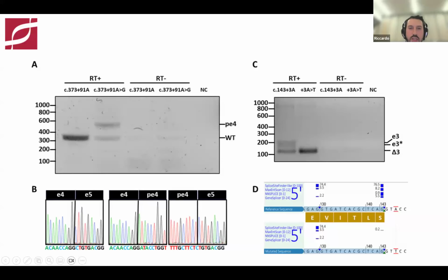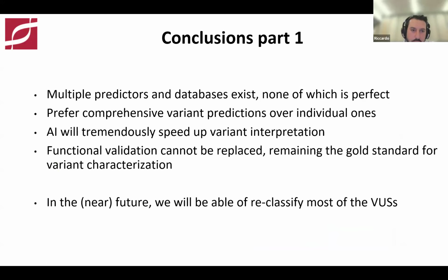I don't think there's time to continue with the second part. The second part is about the way I'm currently working, not testing these variants one by one, but testing them in a high throughput way.